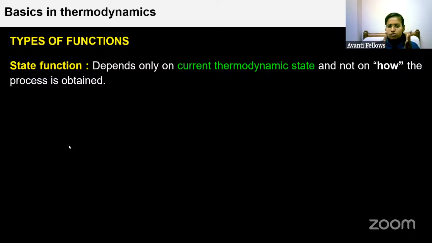What is meant by state function? The function which depends only on the current thermodynamic state and not on how the process is obtained is called a state function. Only the initial and final state is required. Whether it has taken many steps to reach the final point or it has gone straight from initial to final, that doesn't matter. It depends only on the initial and final state. So those functions are called state functions.